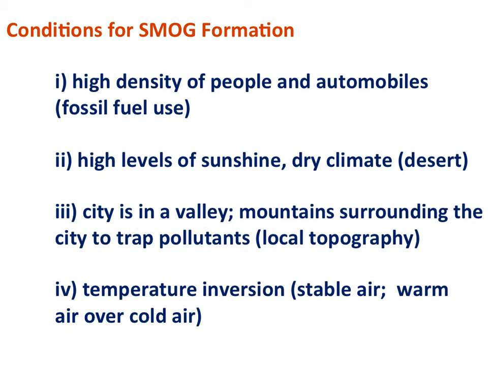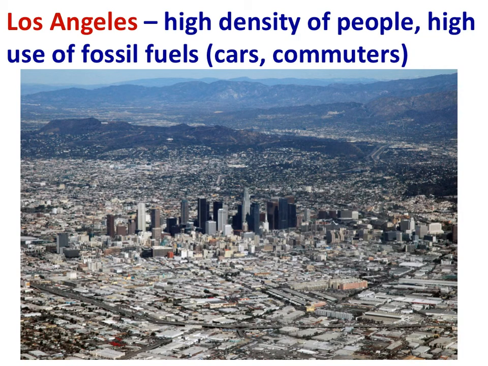Cities in a valley, mountains surrounding the city will trap pollutants. This is local topography. And temperature inversions, stable air, warm air over cold air because cold air is more dense and settles below the warm air. This is very stable and is called a temperature inversion. This is an image of Los Angeles, but imagine Mexico City, New Delhi, India, Beijing, China, and take note of the conditions for smog formation.